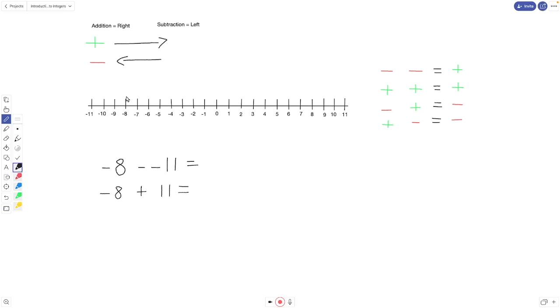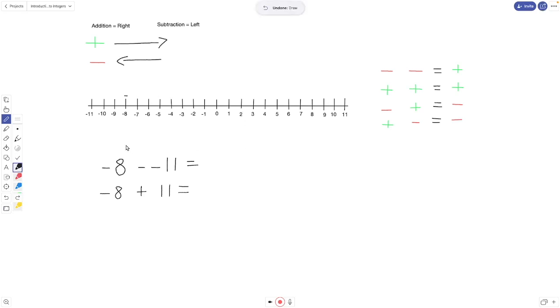So we start at -8. We can count to which direction? The right, because we're adding 11 times. So we can do it like this: 1, 2, 3, 4, 5, 6, 7, 8, 9, 10, 11. All right, and our answer will be 3.